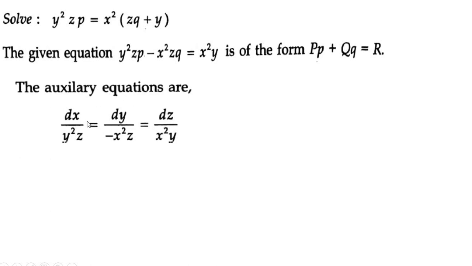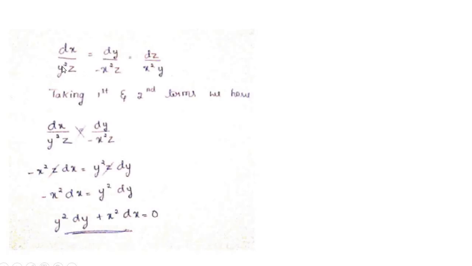Okay. So now let me consider the first and the second term. So when I consider the first and second term, what do you get? Okay, I'll denote this as equation 1. So what will I get when I consider the first and second term? I've explained it separately here.